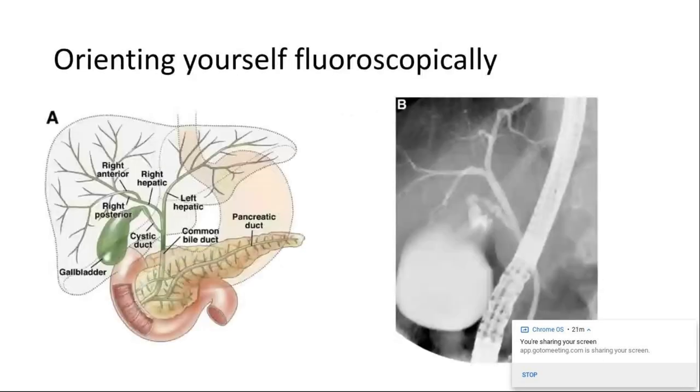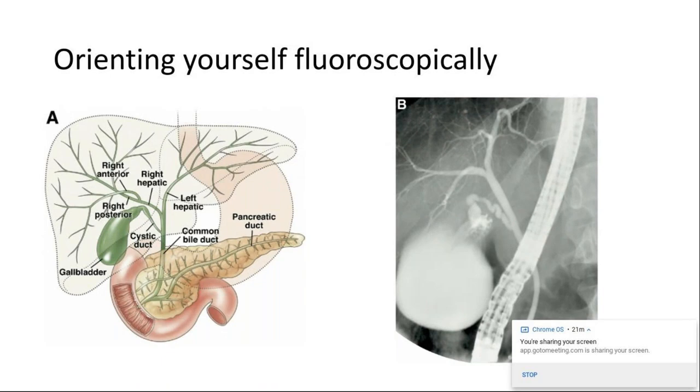Next slide. All right, so let's talk about some of the imaging. So on the right, you see a picture of the scope in the short position. Conventional biliary anatomy is as follows. You have two right-sided anterior segments draining into an anterior duct, which then fuses with a similar posterior right-sided duct to form the right hepatic.